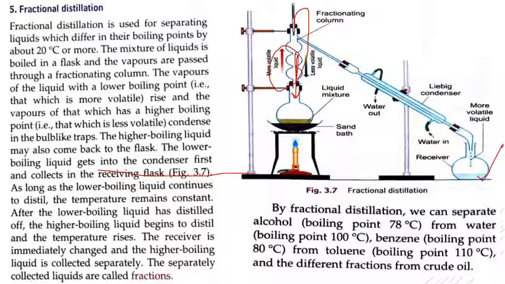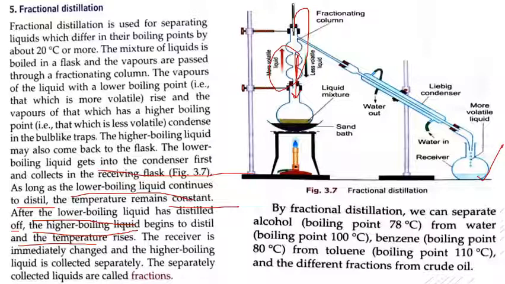So the first liquid which has the low boiling point will evaporate first and it will be received in the receiving flask. Okay, as long as the lower boiling point liquid continues to distill, the temperature remains constant, until the first liquid is fully evaporated. After the lower boiling point liquid has distilled off, the higher boiling liquid begins to distill and the temperature rises. If the temperature rises, it means that the first liquid has fully evaporated and now the second liquid is attaining the heat and it is evaporating.